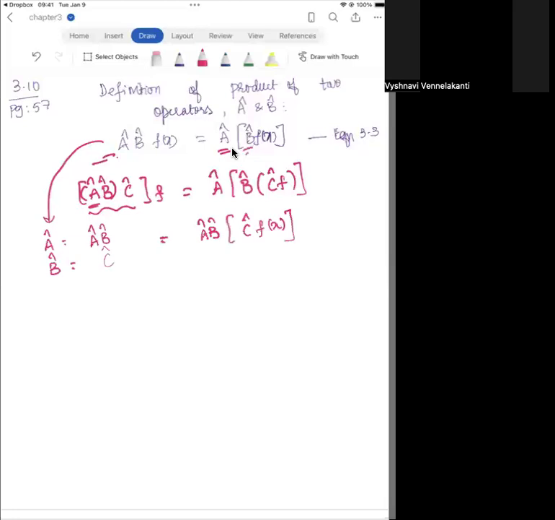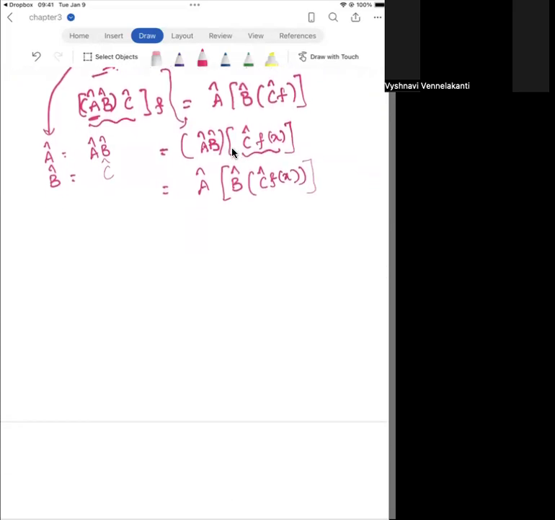Now, C operating on f of x can be considered as another function, because when an operator operates on a function, you get another function, right? So this is a function, and the product of A, B is operating on this. So again, based on the definition, you can write it as B of the function, which is this. So we have actually shown it by using the definition of product of operators twice.